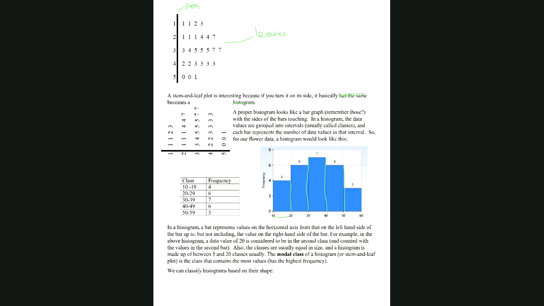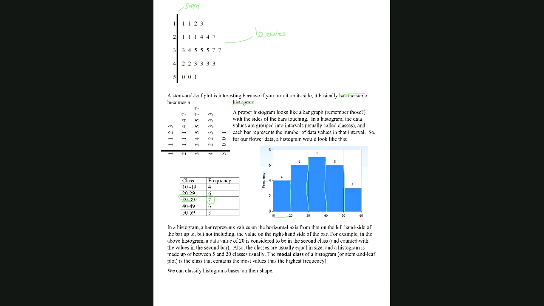The modal class of a histogram, or a stem and leaf plot basically, is the class that contains the most values and has the highest frequency. So what is the modal class in this case, in this histogram? Well, it's the one with the most values, the highest frequency. So the modal class here is 30 to 39.